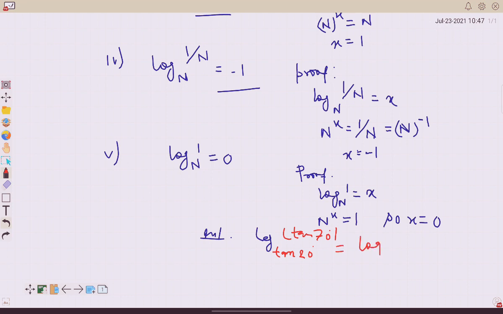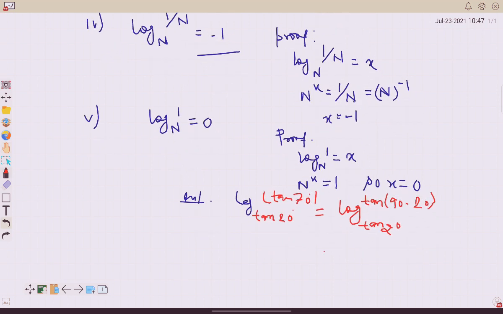We can write tan 70 degree as tan (90 minus 20) degree, and the base tan 20 stays as tan 20 degree. In the next step, tan 90 minus theta is equal to cot theta using the complementary angle. So we can write tan (90 minus 20) as cot 20, and the base is tan 20.